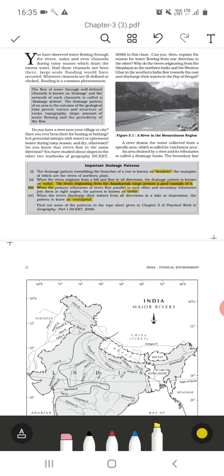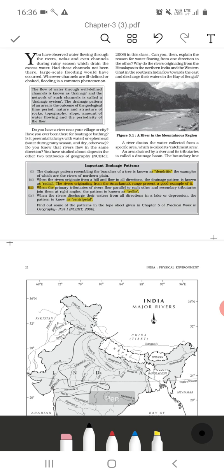By dendritic drainage pattern we mean that when a main river and its tributaries resemble a tree and its branches, then that particular drainage pattern will be known as dendritic drainage pattern. They make such a pattern because of the hard or soft rocks available in that particular region, and because of the slope of that region. The example of such drainage pattern could be Ganga and its tributaries.